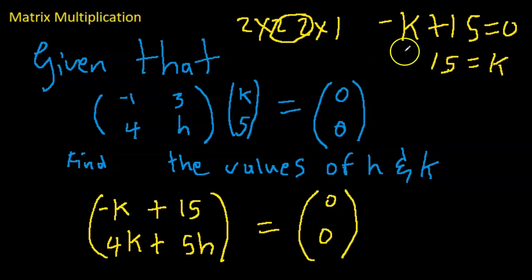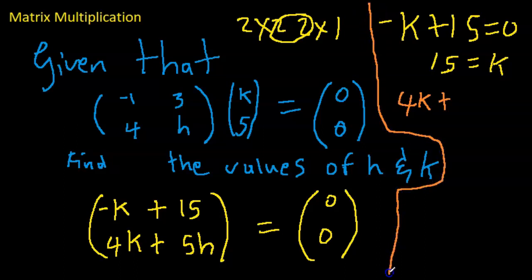Let's work on the other one now. Here we have 4K plus 5H equal to 0. But we know the value of K is 15, right? So 4 times K is 4 times 15. Now what's 4 times 15? That's 60 plus 5H equals 0. So 4 times K becomes 60 because K is 15, right? 4 times 15. So 60 plus 5H equals 0.